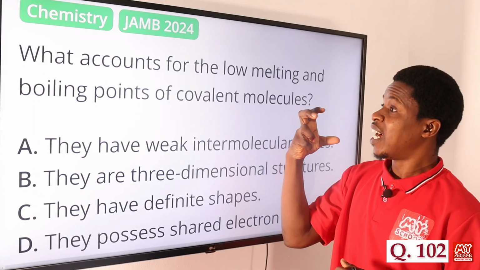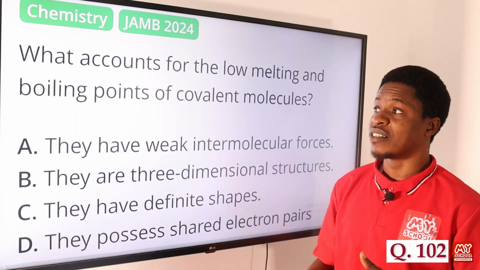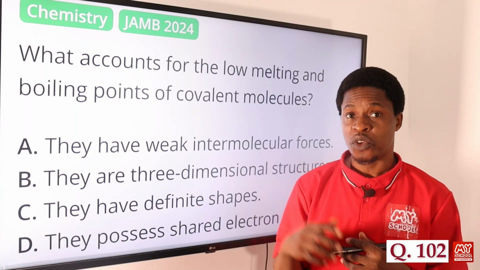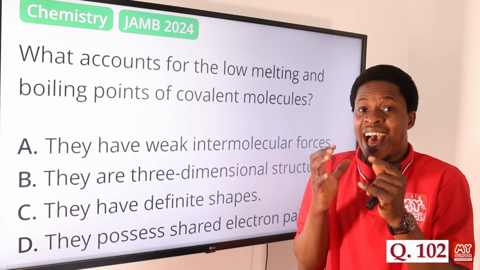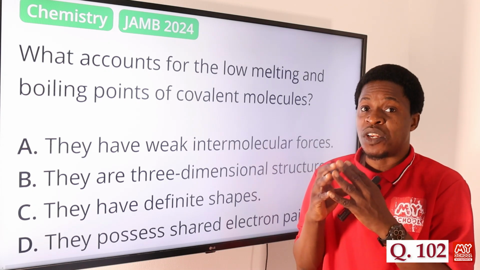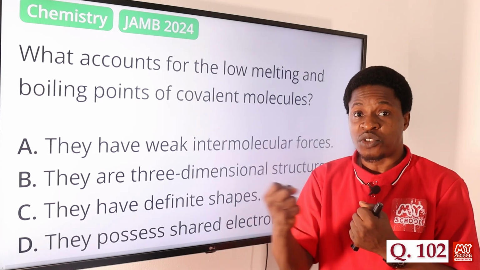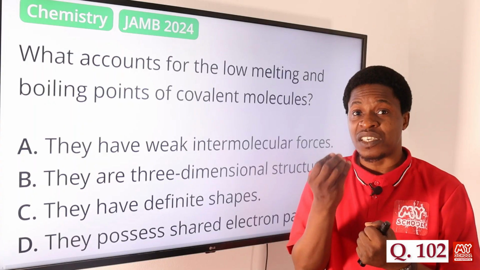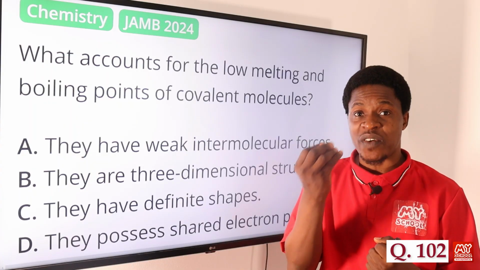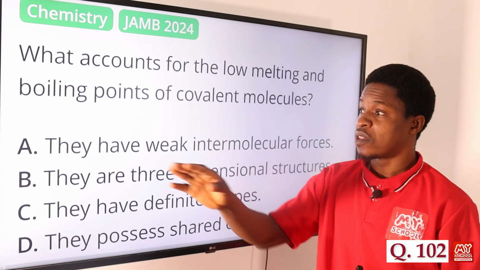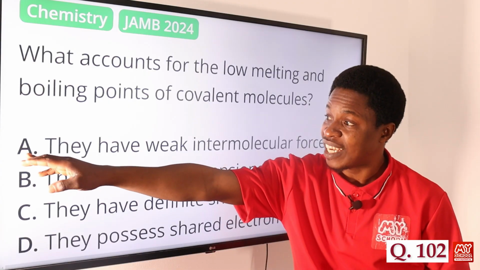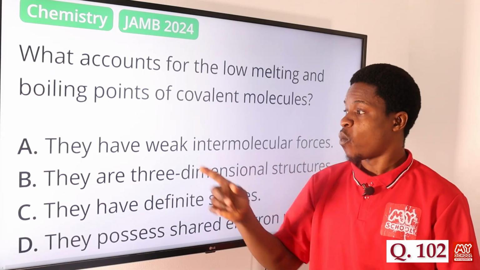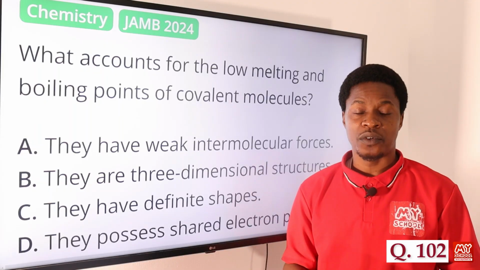What is responsible for the low melting and low boiling point of those covalent molecules is that they are held together by weak intermolecular forces, forces of attraction between them. So because of that, it requires little amount of energy to break those bonds. So the correct answer is option A. They have weak intermolecular forces.